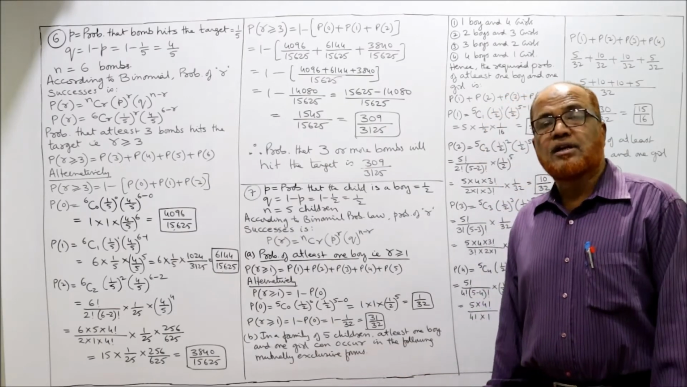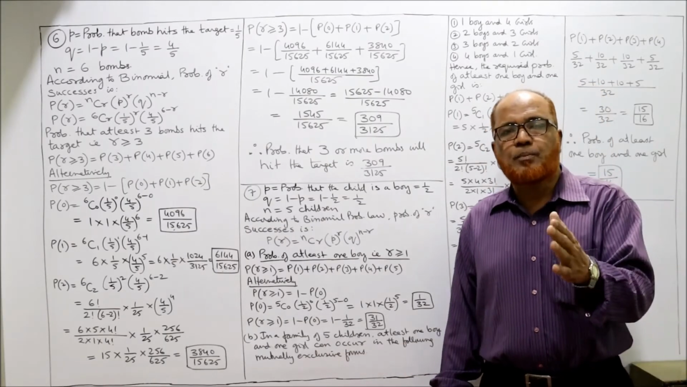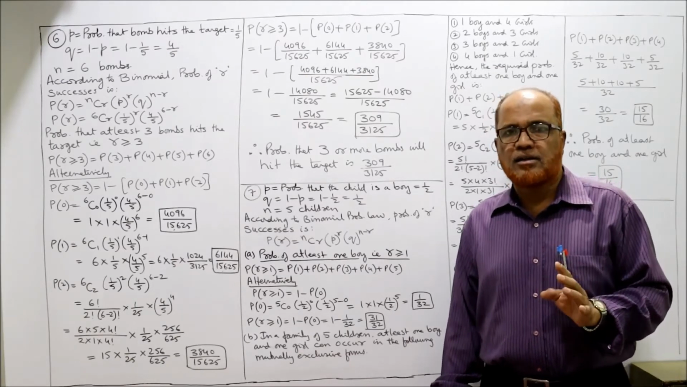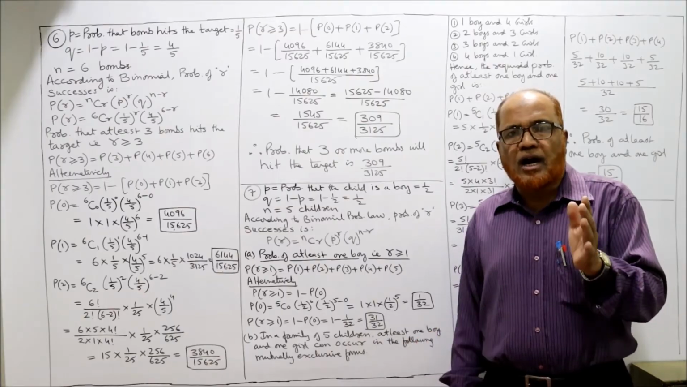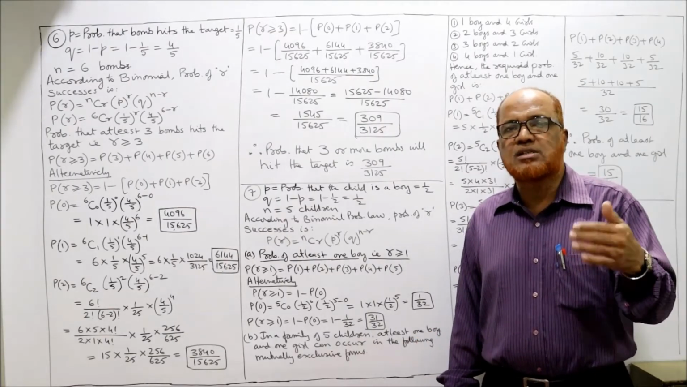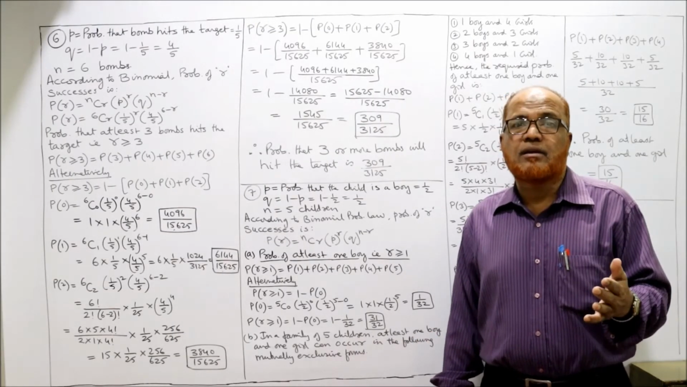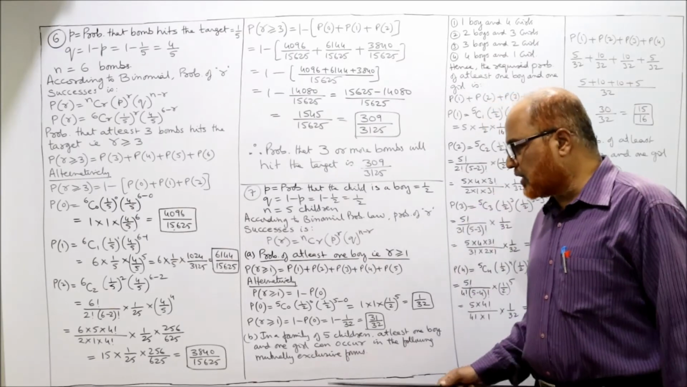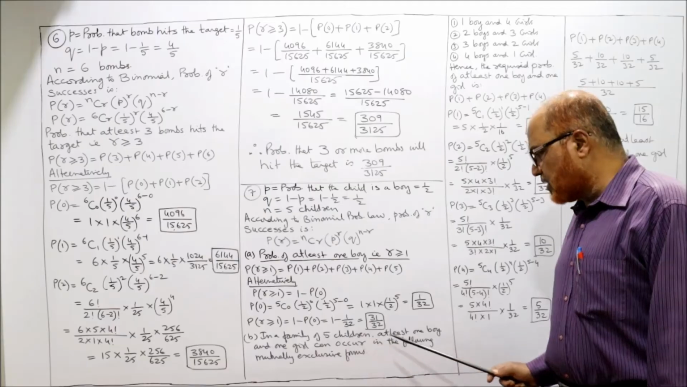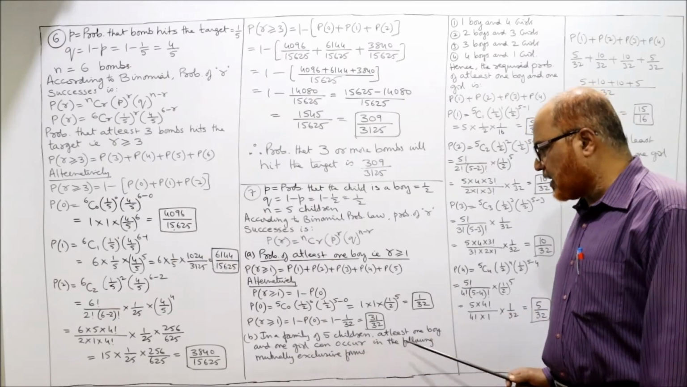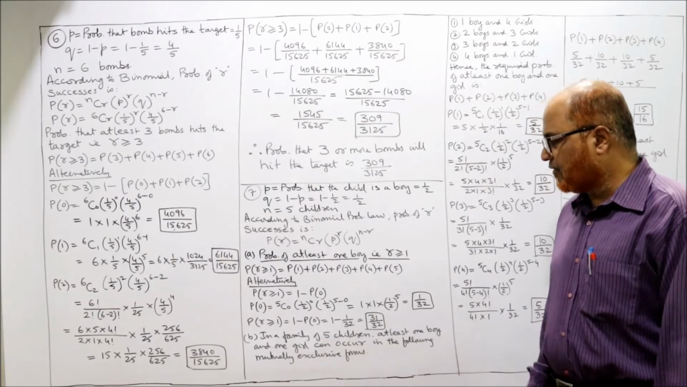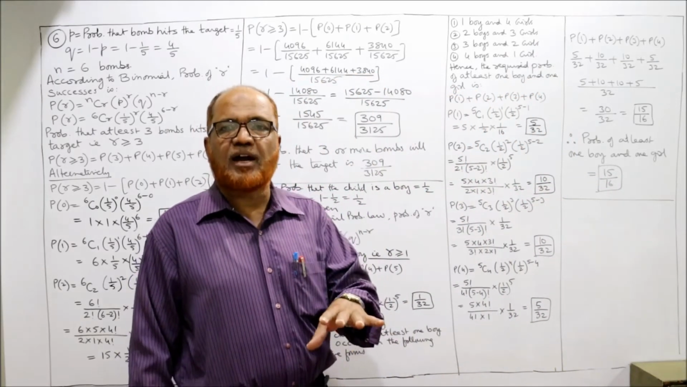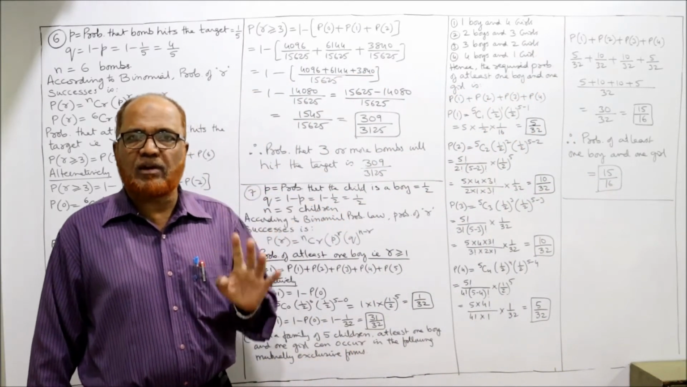First question completed. The second question says, what is the probability of at least one boy and one girl? So in a family of 5 children, at least one boy and one girl, what is the probability? Now this may happen in the following mutually exclusive cases. In a family of 5 children, at least one boy and one girl can occur in 4 different mutually exclusive cases.